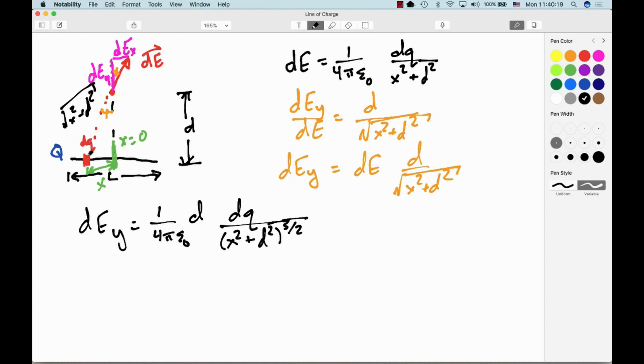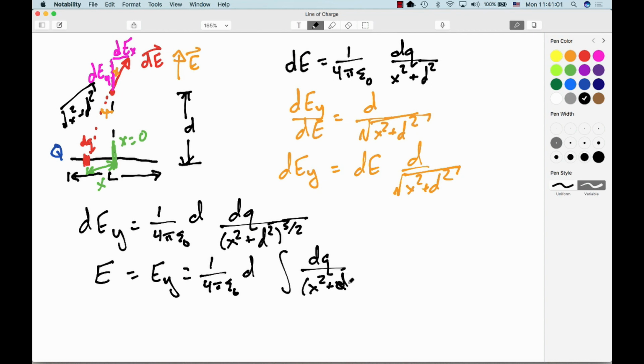Looking ahead further, to get the electric field strength, we know the electric field will point straight up, so we can go ahead and draw that in right now. When we integrate, we will be able to write that E is equal to Ey is equal to the integral of this stuff. So that'll be 1 over 4 pi epsilon naught d times the integral of dq over x squared plus d squared to the 3/2 power. But although in principle you can integrate over this dq, we really don't know how to do that usually, unless we can turn it into some distance variable in most cases.